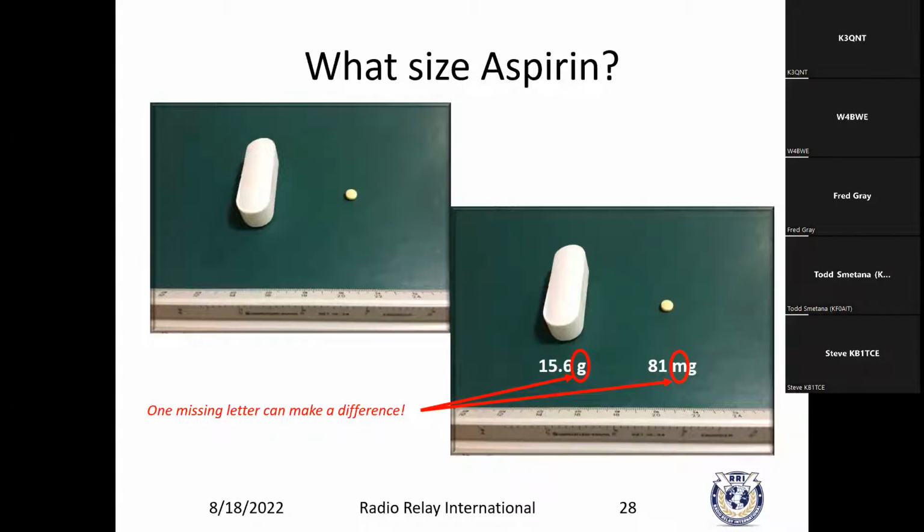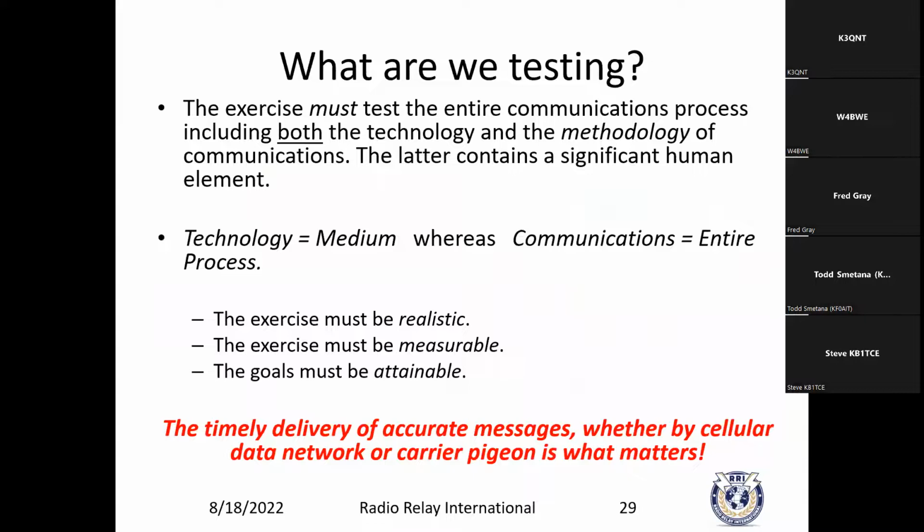As mentioned, I think, in our basic traffic handling courses, this is why we recommend that these terms be spelled out. M-I-L-L-I-G-R-A-M, for example, so errors like this don't occur. So these are some ways in which you can test the ability to perform the entire communications process. We want to test the human side, the human interface, look for human errors, okay? And we want to test the technology. But always understand that technology is a medium. Communications is the entire process.